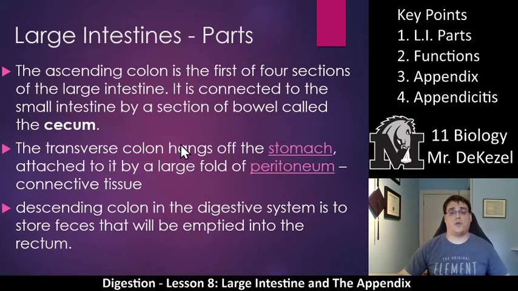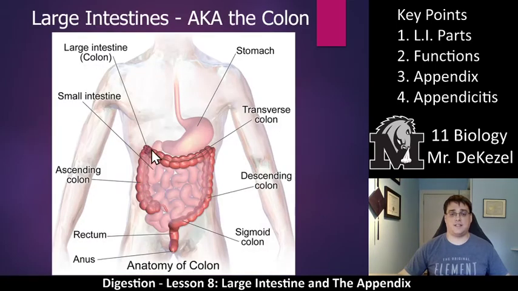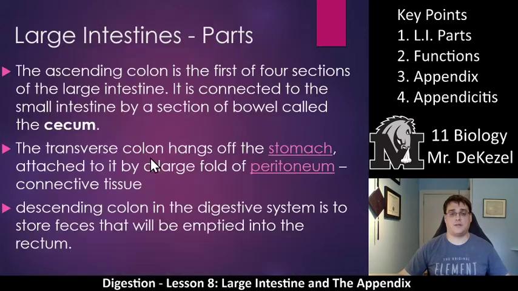The transverse colon hangs off of the stomach, so it goes along the top. That is this portion right here. It hangs off of the stomach and is attached to it by a large fold of peritoneum, which is just connective tissue. The descending colon in the digestive system is to store feces that will be emptied into the rectum, so that is down the left-hand side of your stomach.